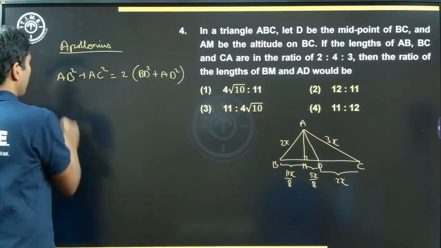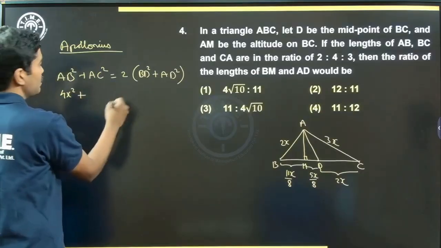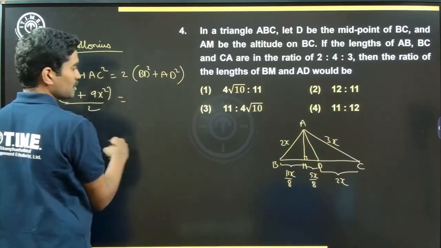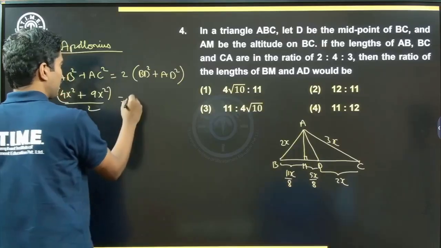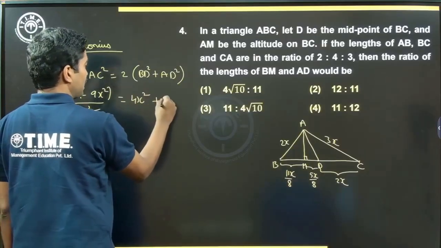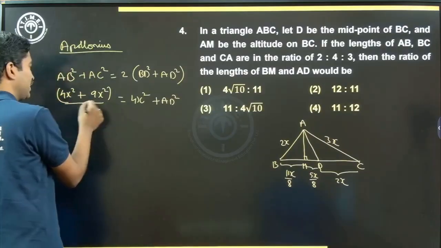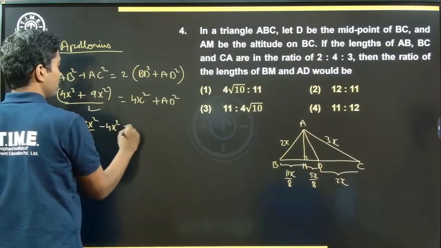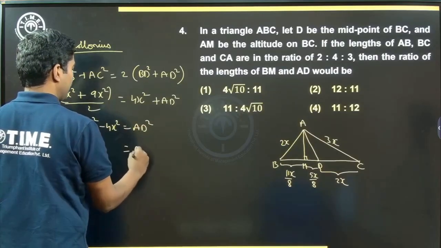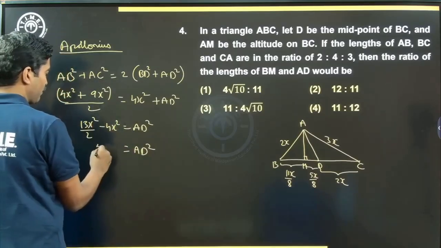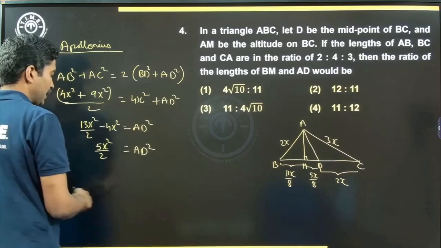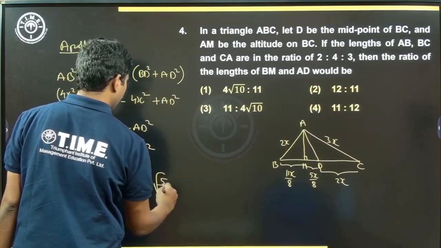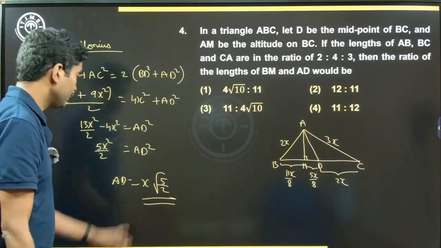So what is AB square? 4x square plus AC square, 9x square, by 2 is how much? AD square plus BD square. BD square is 4x square, correct? Plus AD square, right? What is this? I have 13x square. 13x square by 2 minus 4x square is AD square, and AD square is 13 minus 8, 5x square by 2, right? And what is AD? Equal to x root 5 by 2, right? Finally, we have AD.